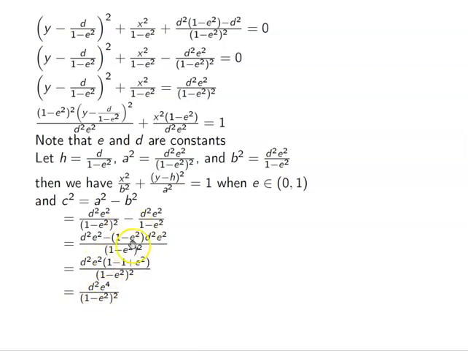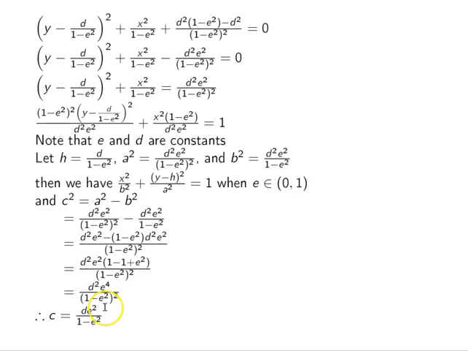Whichever way you decide to do it, whether you decide not to factor out and just distribute across and then subtract everything, you should come out with the same value: d squared e to the fourth divided by (1 minus e squared) squared. And that is our value for c squared. If I solve for c, I just square root everything and I get d e squared over 1 minus e squared. So now I know where my foci are. I was able to derive the standard form of an ellipse in this case.